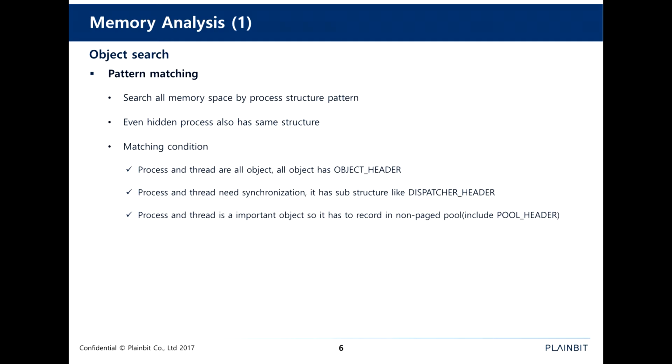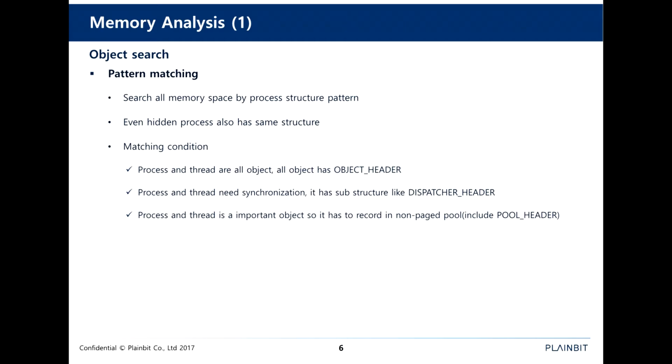Let's look at pattern matching. Pattern matching differs from list walking in that objects do not utilize the information they have. I mentioned earlier that using the PsActiveProcessHead method among the list walking methods can hide the process using the DKOM method. Pattern matching is a method designed to find hidden processes due to DKOM.